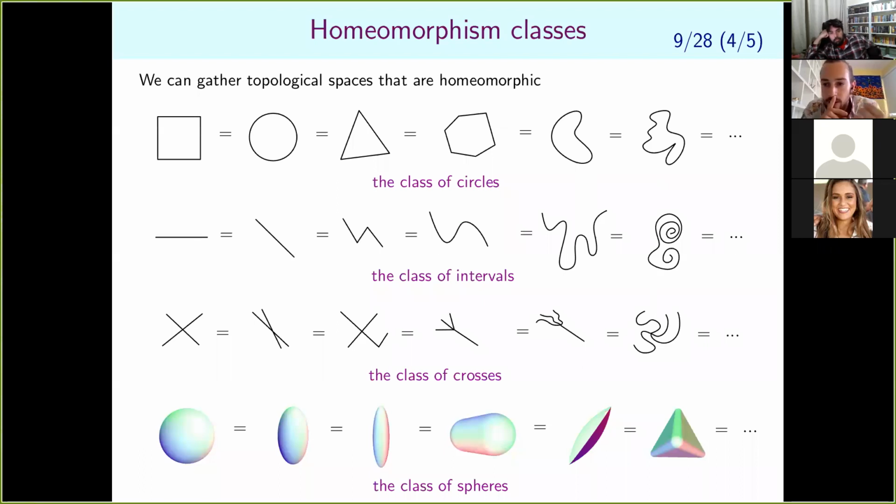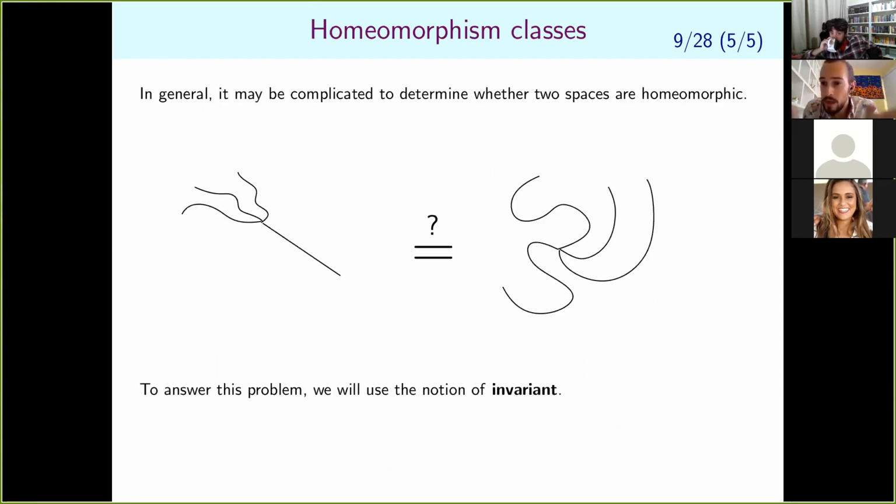And yeah, so I put these classes here. We still have to prove that they do not intersect. I mean, when I take an interval and a cross, I have to prove that they are not homeomorphic, okay? And this is actually a complicated question. Given two spaces, are they in the same class? Are they homeomorphic? In order to answer this kind of question, I will present in the next chapter the notion of invariant. And invariants will help us solve this kind of question.